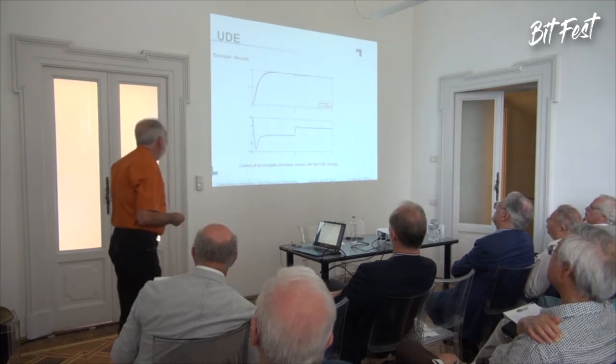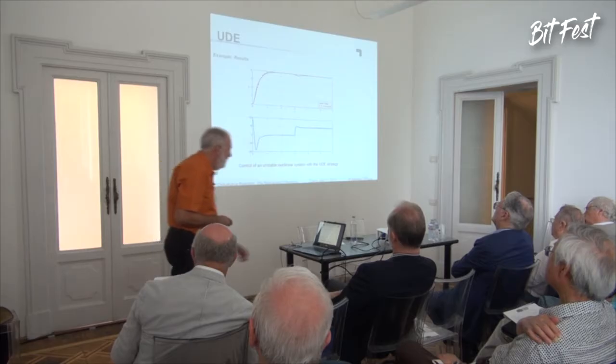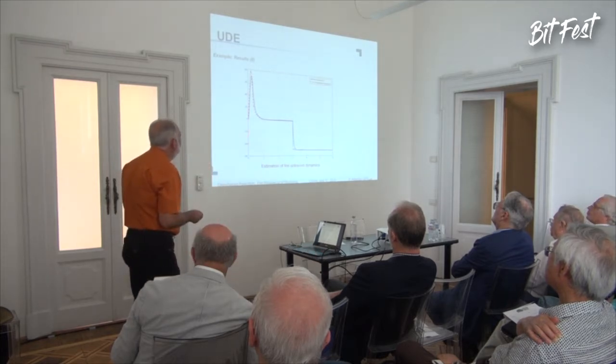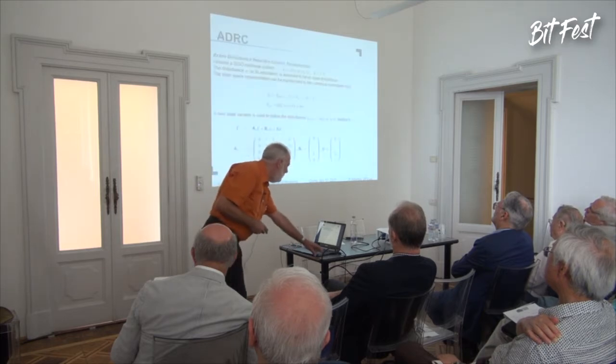Then you can see that we are applying here a disturbance, and the disturbance is almost rejected. So the solution is very good. And you can also estimate what is the disturbance that you have been applying in the system.